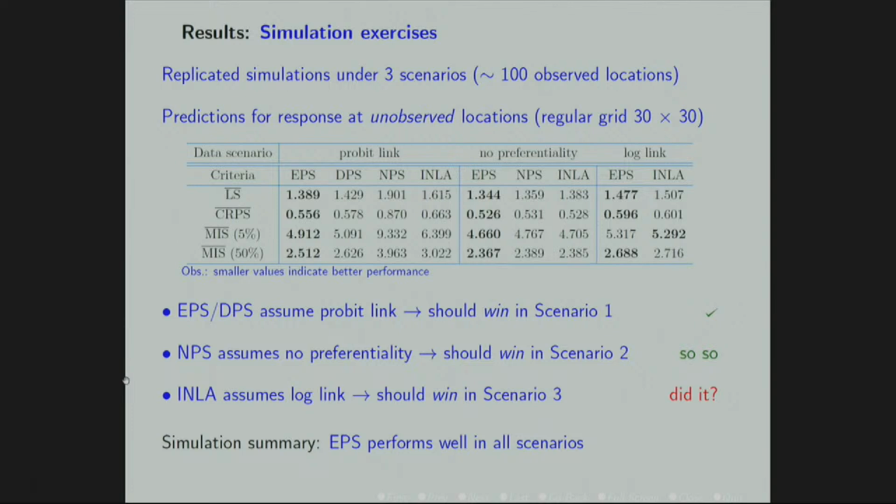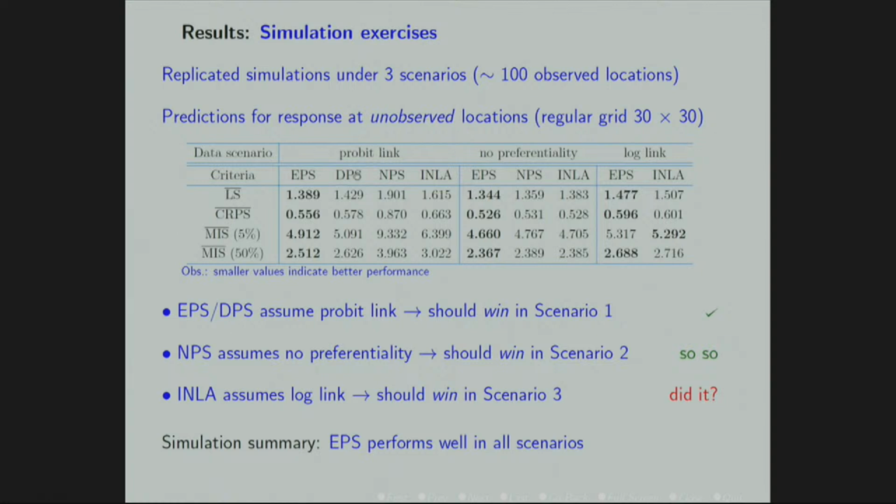So we did some simulation exercises, with 3 scenarios. The 3 scenarios are where the underlying surface affects the intensity via a log link, as most people use, or a probability link, as we use, or a scenario where there is no preferentiality. We generated a number of replications of those 3 scenarios, and used different criteria for evaluation of the quality of the predictive performance of the model.